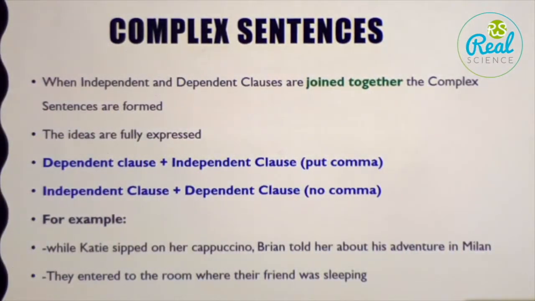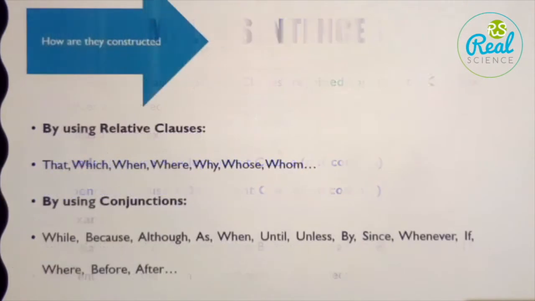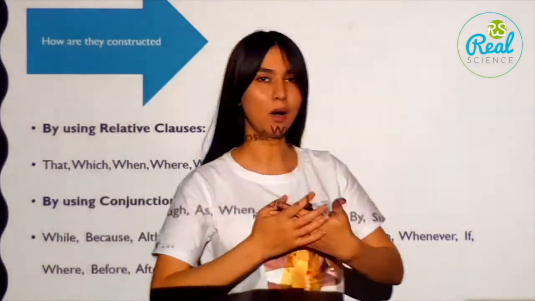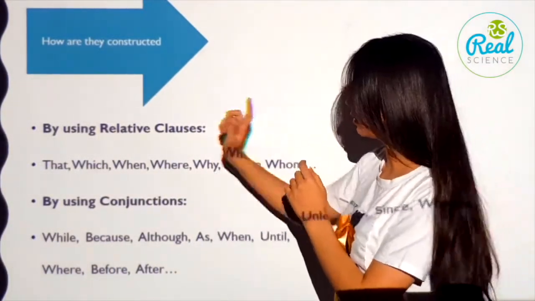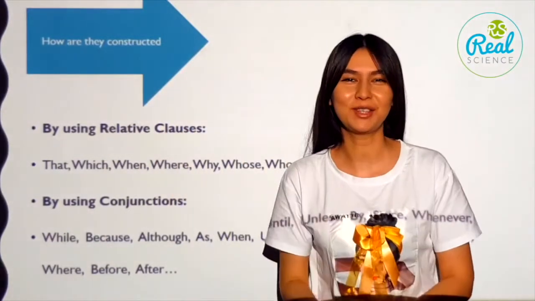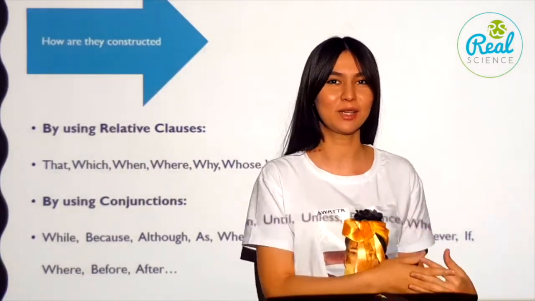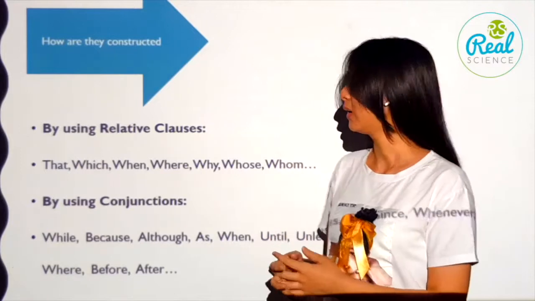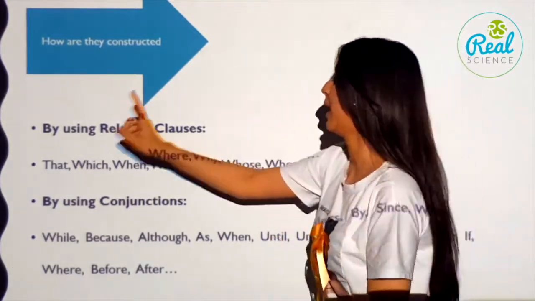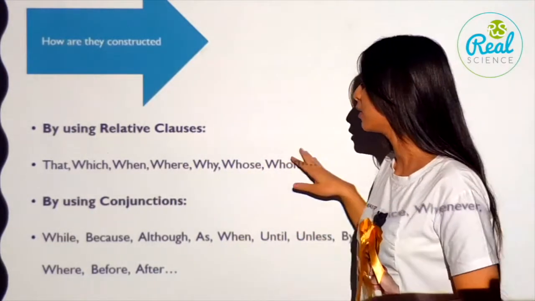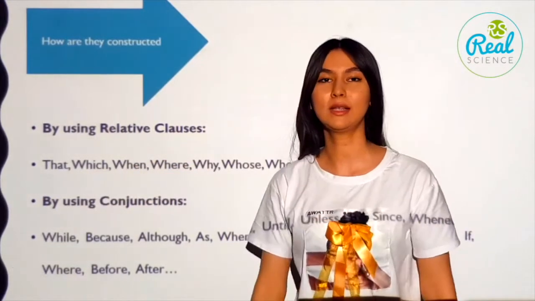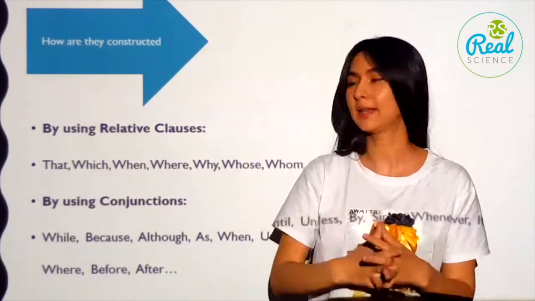Okay, wait. So, it is understandable. Let's continue. How are complex sentences constructed, guys? The first way is by using relative clauses. You know what relative clauses are? In the previous lesson, we covered them, yes? Yes. So what kind of relative clauses do we have? That, which, when, where, why, whose, whom, and so on, okay? With those relative clauses, you can construct your complex sentence.